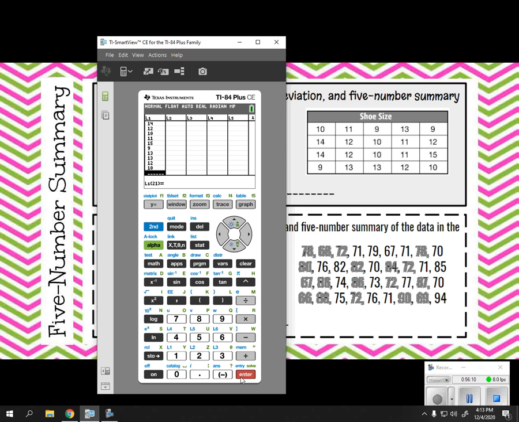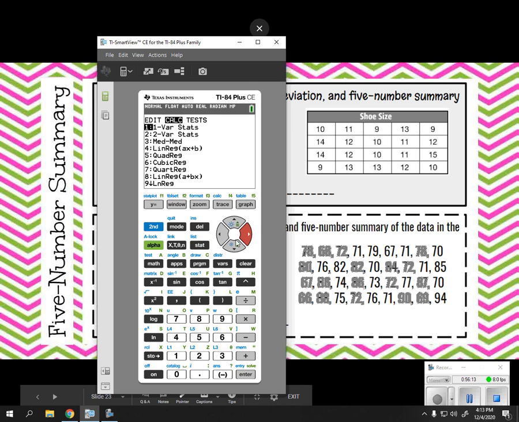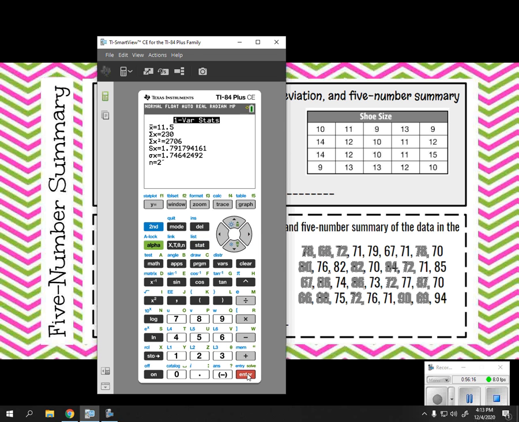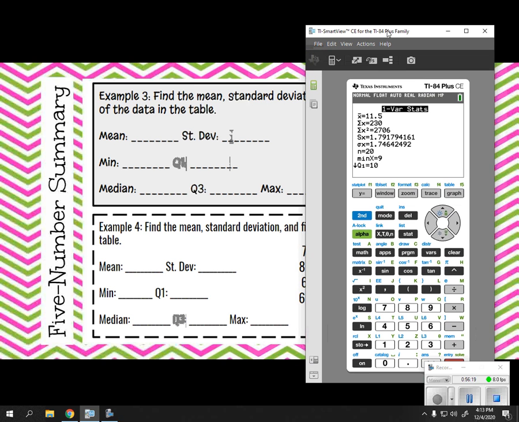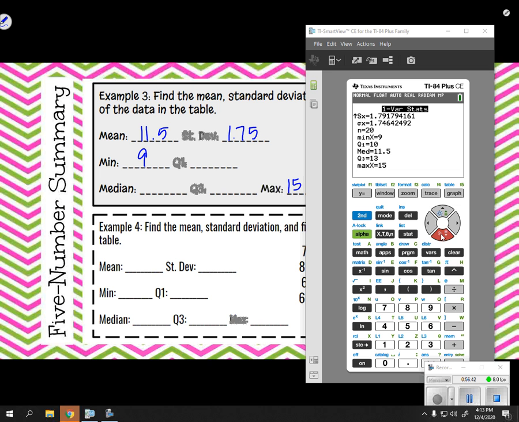All right, got them all in. We're going to hit stats, right, 1. Got my L1 in there, looking good. Okay, so for mean and standard deviation, I'm going to pull those before I scroll down. So my mean of this data set is 11.5. My standard deviation is 1.75. Those are pretty close together, especially looking at the numbers. And then min is 9, max is 15, Q1 is 10, Q3 is 13, and the median is 11.5. And that's pretty much all you're doing with the 5-number summary.